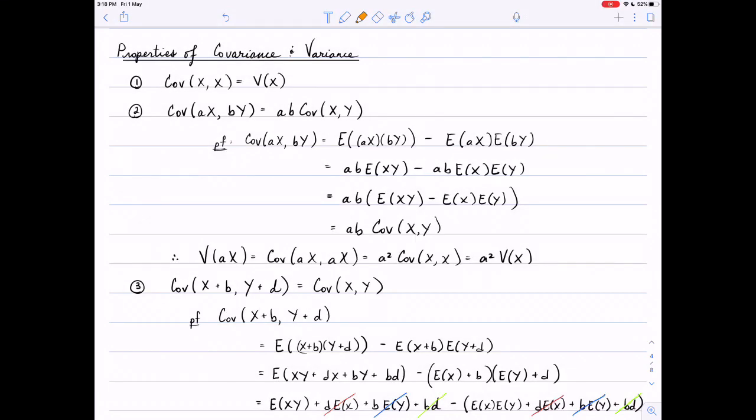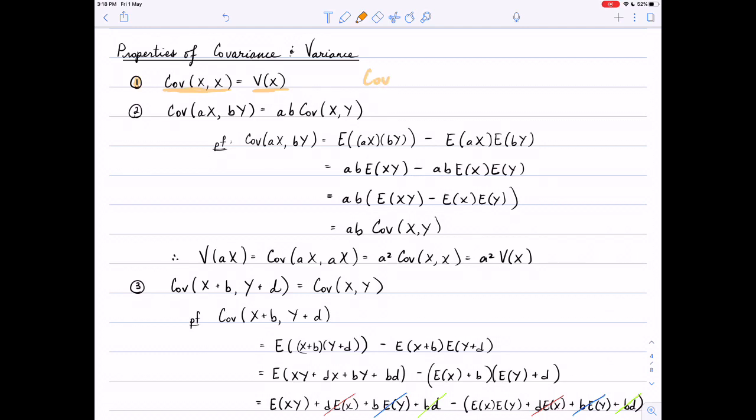Welcome back to the second part of covariance, and this is properties of covariance and variance. The first is what we had mentioned at the beginning of the last video, and that is the covariance of x with itself is the same thing as the variance of x.